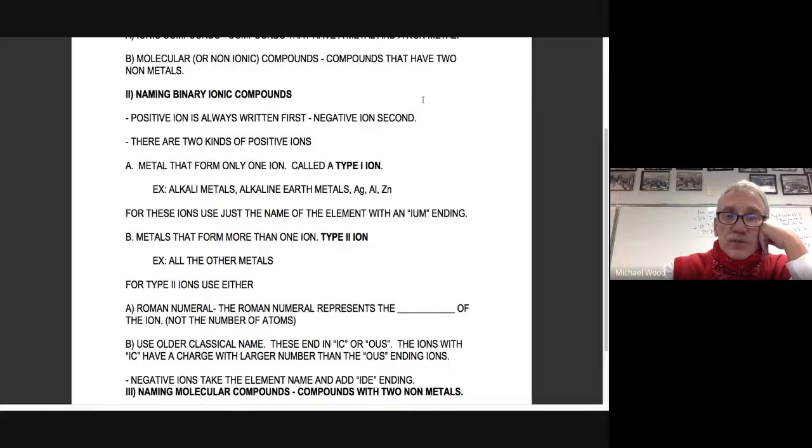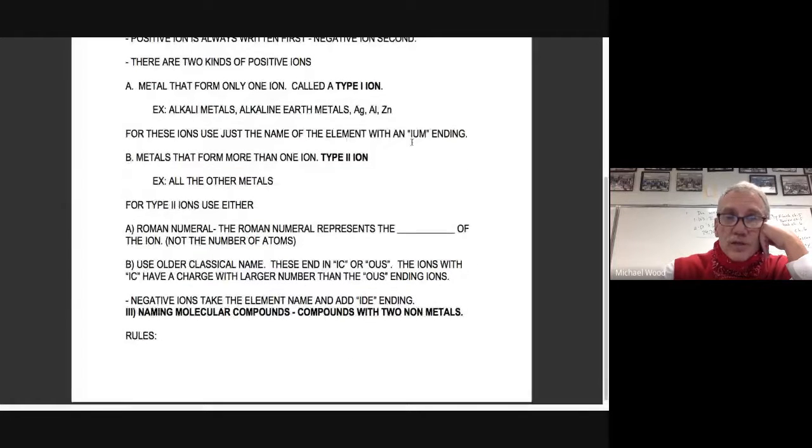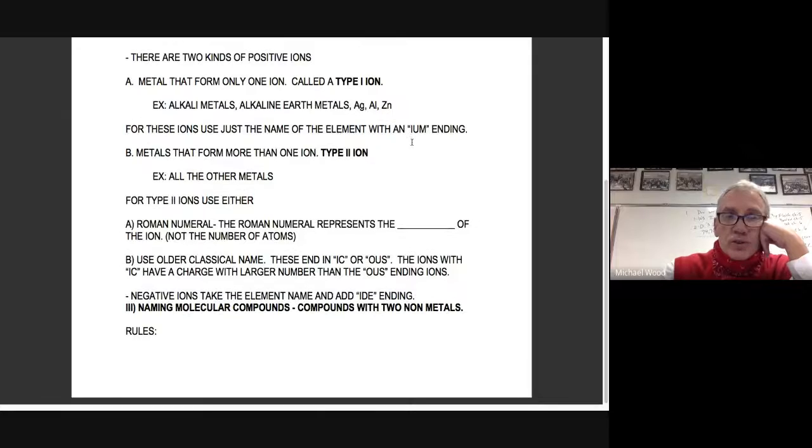Then there are metals that the book calls type 2, and those are all the other metals, mainly the transition metals. Again, these are elements that don't come from the first column, the second column, or the little diagonal. For the type 2 ions, you use a Roman numeral, and what goes in the blank here is the word charge. The Roman numeral represents the charge of the positive ion. We are not going to do B. We are not going to worry about the older classical names. And then the negative ions, their name always ends in IDE.